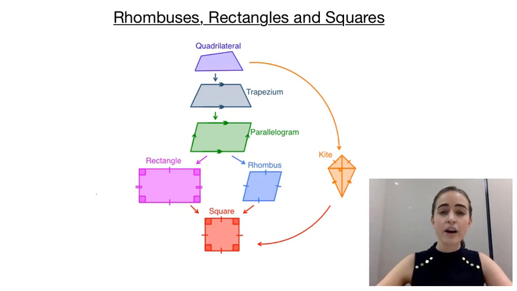In this video, I want to have a closer look at rhombuses, rectangles, and squares. So we can see from our quadrilateral family tree that rectangles and rhombuses are both special types of parallelograms, and that a square has all the properties of both a rectangle and a rhombus. We're also really quickly just going to have a look at kites.